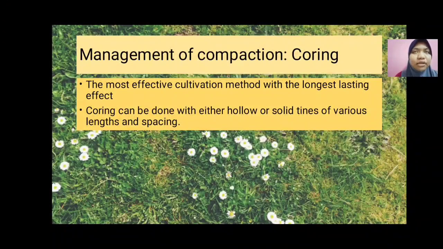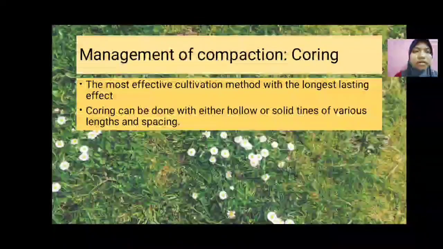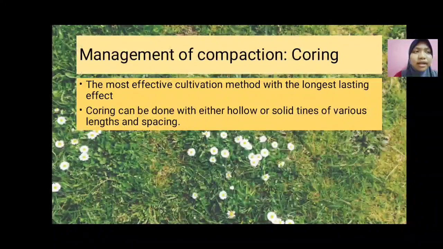In this slide I will be discussing the management of compacted soil, and the method that I chose is coring. Coring is the most effective cultivation method with the longest lasting effect, and this can be done with either hollow or solid tines of various length and spacing.